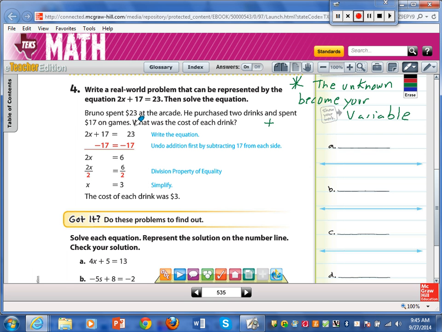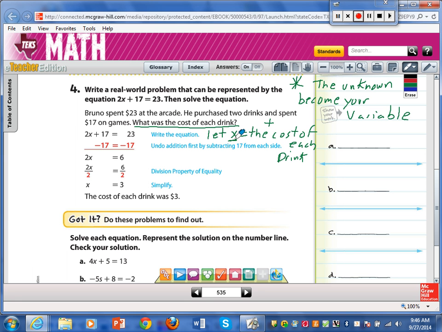So he bought something and he spent something, right? What was the cost of the drink? So since you don't know the cost of the drink, that's what becomes your variable. In this case, we're going to call it x. And then you're going to put a little hint to yourself. It says, let x equal the cost of each drink. So the cost of each drink is going to be represented by this variable x right here.